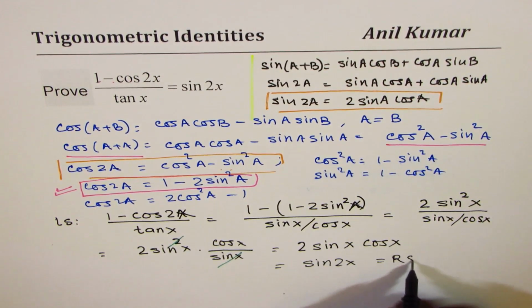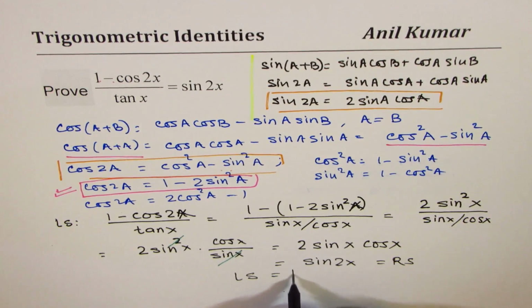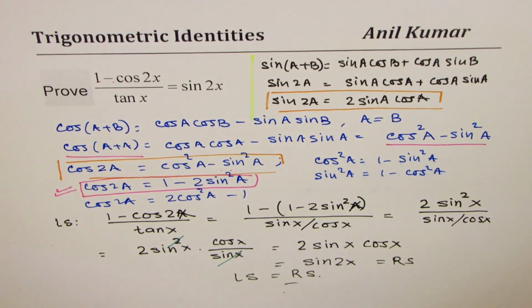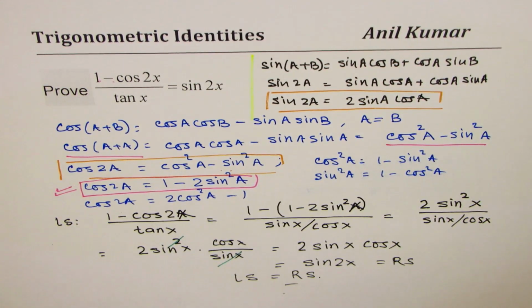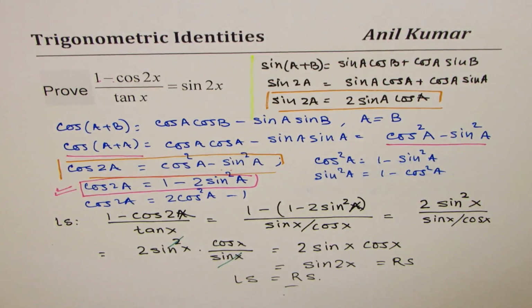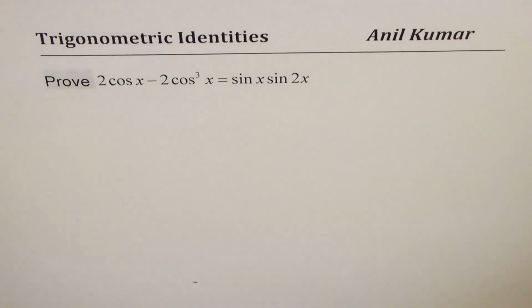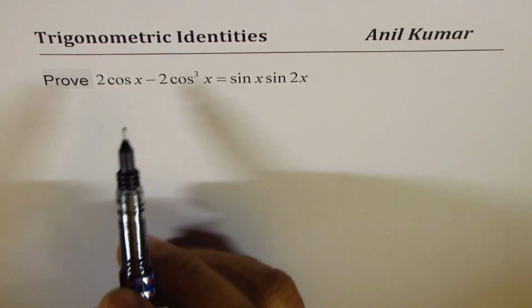Which is the right side. So we have proved that the left side is equal to the right side. I hope this is straightforward for you, right? Now we'll take another example where we'll need to factor. Now let's prove the trigonometric identity.